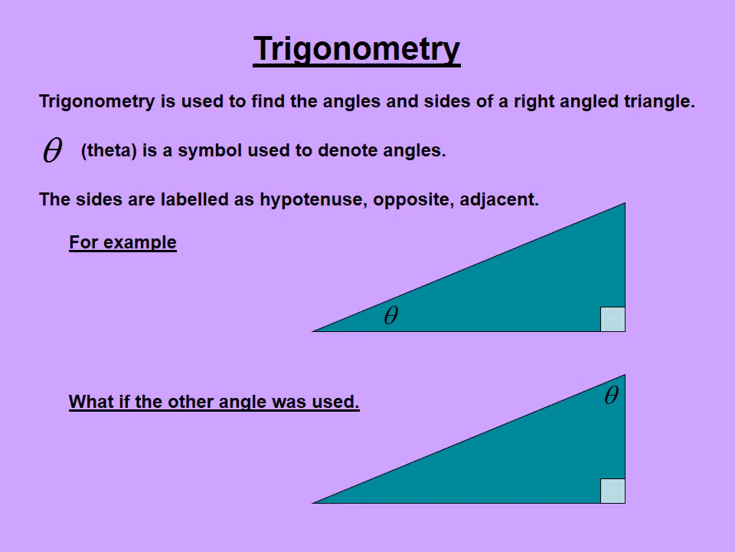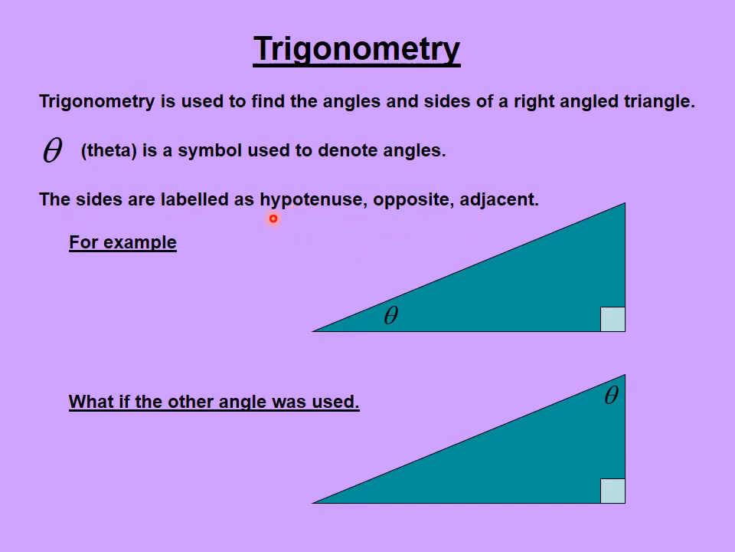Remember that trigonometry is used to find the angles and sides of a right-angled triangle, and we use this symbol called theta, and that's right here, this symbol right here, and that's used to denote angles. So if we look over here, you can see in the corners of the triangles we have that symbol. We also want to label the sides with hypotenuse, opposite, and adjacent.